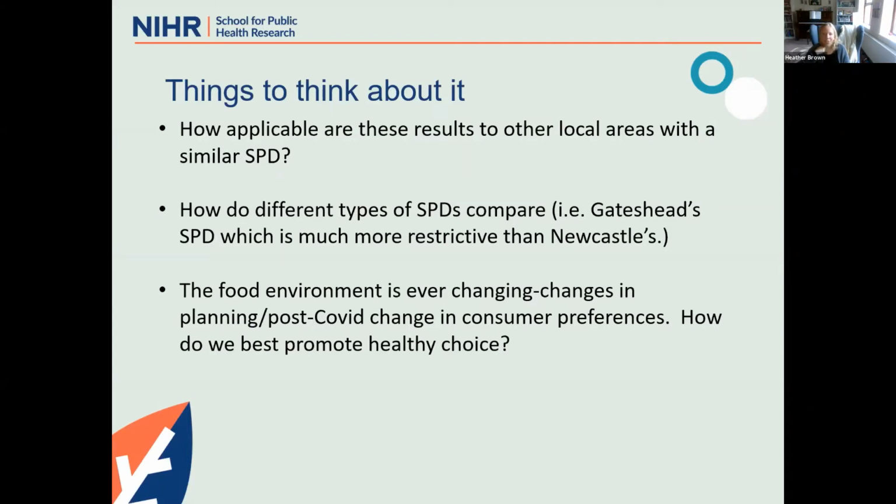And the food environment is ever changing. So what is not known is changes in planning, how long those will last, if they'll last more than a year, and what that means for this type of legislation or planning guidance. And also how post-COVID might change consumer preferences for different types of food. If people get more used to eating at home, what that will mean for the food environment. And as well, thinking about how do we best promote healthy choice that is economically sustainable as well for the hospitality sector, which is a big employer.